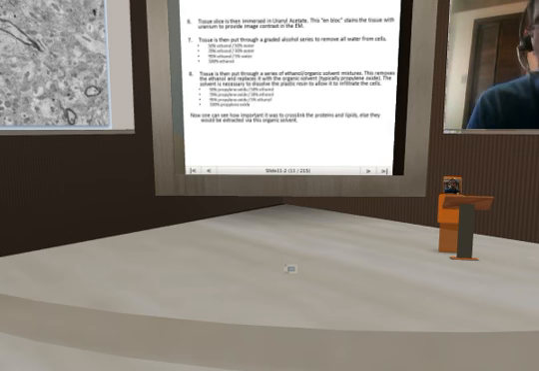The tissue slice is then immersed in uranyl acetate, which en bloc stains the tissue with uranium to provide additional image contrast in the electron microscope.